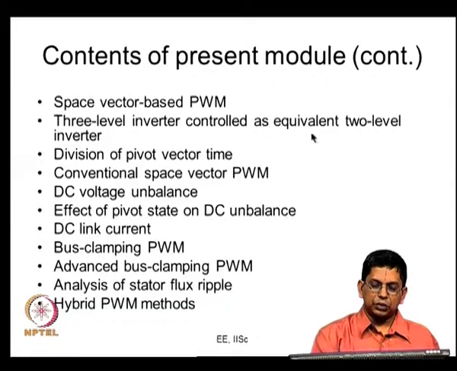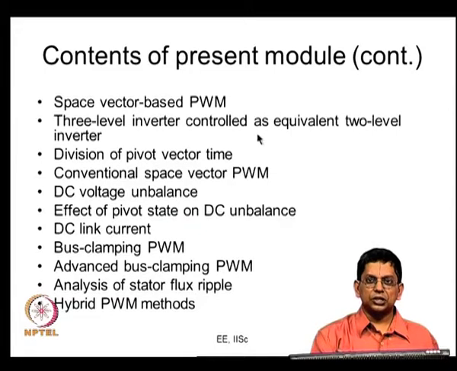So, when you do this, what you essentially are doing is this 3 nearest vector. If you look at the sequence in which the 3 vectors get applied, you normally start from one vector whose magnitude is 0.5 VDC and you come back to the same vector, and that vector we call the pivot vector. This is equivalent to your 0 vector in a 2 level inverter case. So, this pivot vector time is divided differently, just like the 0 vector time is divided differently in a 2 level inverter. This pivot vector time is divided differently by different PWM methods in a 3 level inverter. In conventional space vector PWM, you divide this pivot vector time equally between the two.